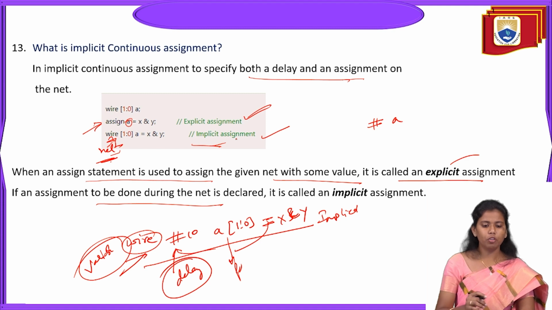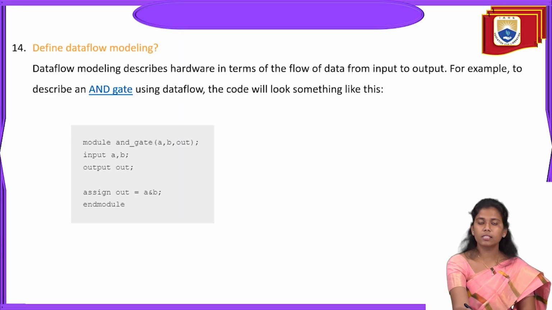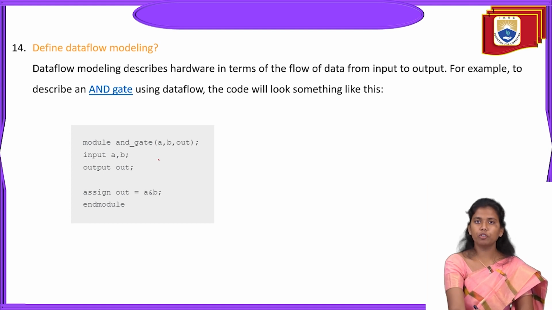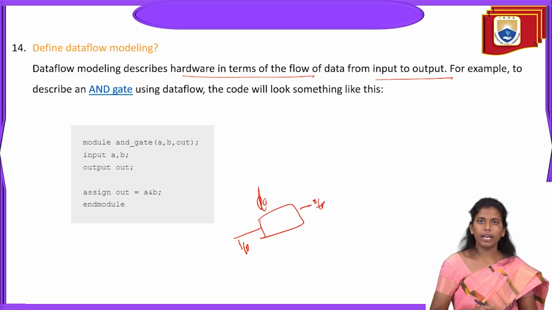And then data flow modeling. So what does this data flow modeling mean? Data flow modeling describes hardware in terms of flow of data. So it just describes the flow of data among the different modules, among the different peripheral devices, from the input to the output. So from the input to the output, the flow of data, which is determined, is nothing but the data flow modeling.